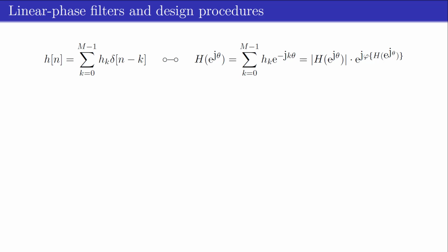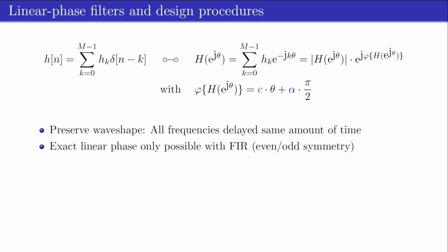filter specifications. One of the most important advantages of an FIR filter over IIR filters is that FIR filters can be easily constrained to have exact linear phase. In a previous module we've seen that such FIR filters preserve the wave shape of the input signal and that exact linear phase can only be achieved with even or odd symmetric impulse responses.